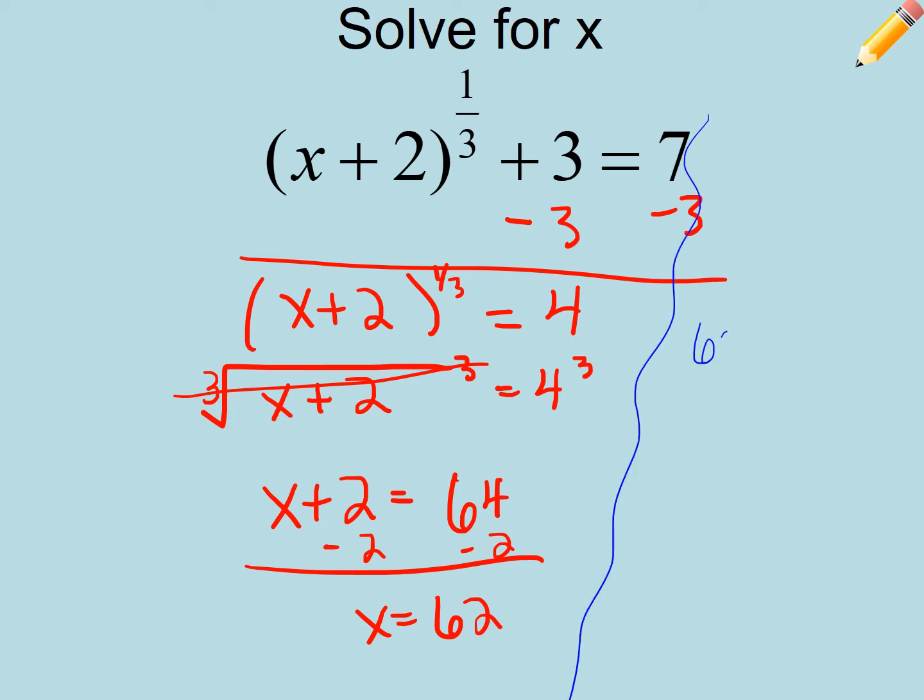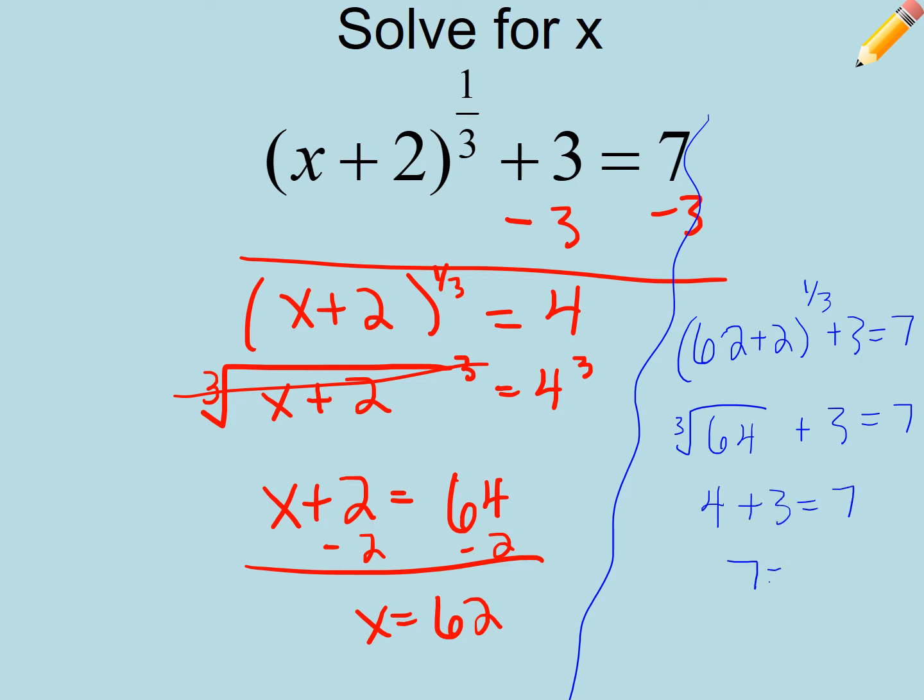So we have 62 plus 2, all getting raised to the 1/3 power, plus 3. Is that equal to 7? Well, 62 plus 2 is 64, and that's all getting cube rooted, plus 3 is equal to 7. The cube root of 64 we know is 4, plus 3, and we know 4 plus 3 is equal to 7. So x is equal to 62.